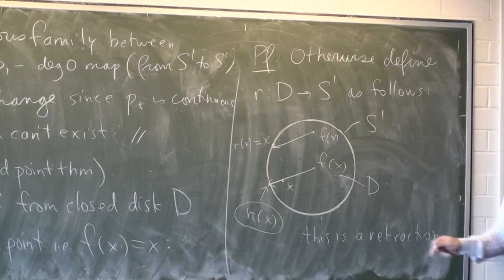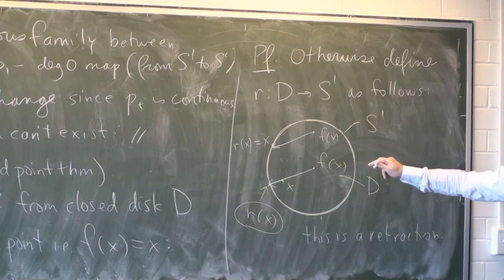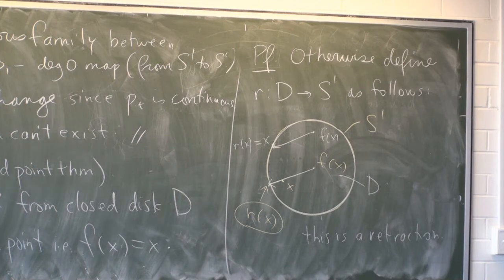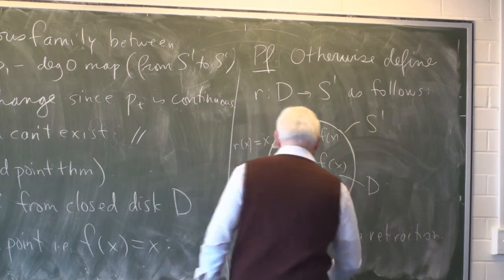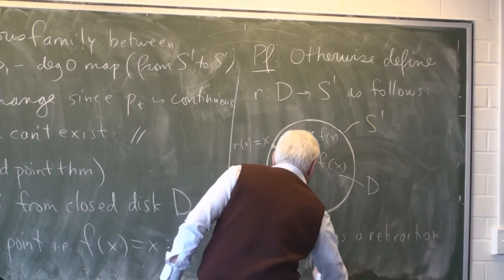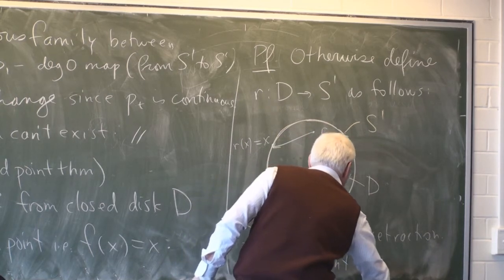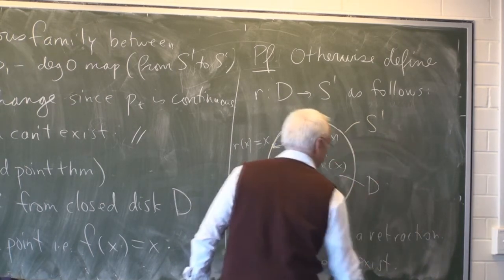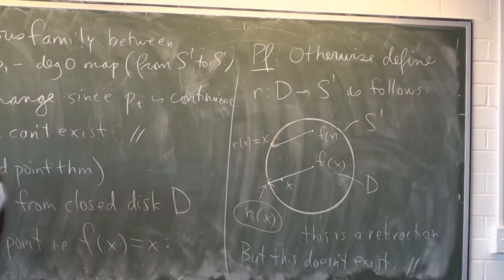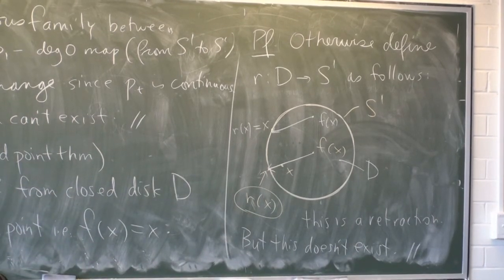This map would then be a retraction from the disk to the circle. But we've just proven, I guess I've rubbed it off, we've just proven that such a thing does not exist. This is a retraction, but this doesn't exist. So our assumption is wrong. There must be at least one fixed point.